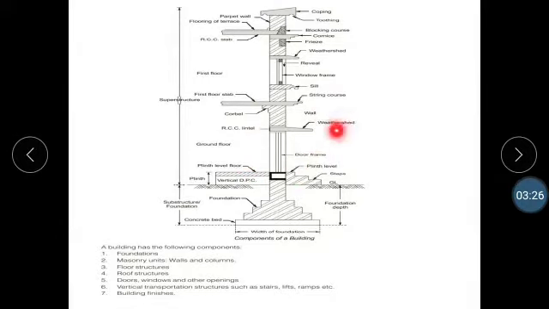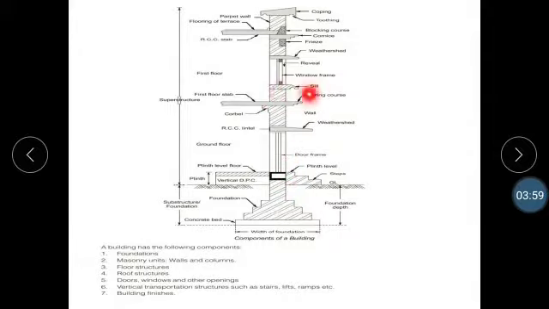Vertical transportation, for that we require staircase or lift. Vertical means lifts or ramps. And building finishes, that is paints or flooring. These are the general or basic components, or this is the sectional view of a framed structure. This is a very important question. And to take care of the moisture, we go for a damp proof course over here to prevent the entry of water.